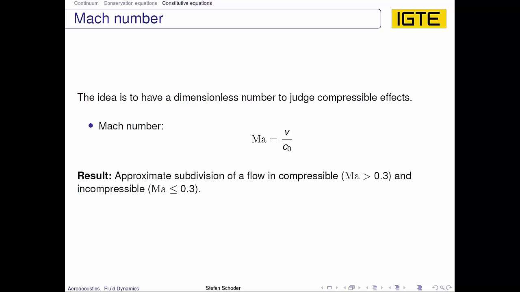We have the following result or conclusion depending on the Mach number, that we have an approximate subdivision of the flow in compressible and in an incompressible flow. So usually it is said that we can model a fluid, or we should model a fluid compressible if the Mach number is above 0.3, and we should model a fluid incompressible if the Mach number is smaller than 0.3.